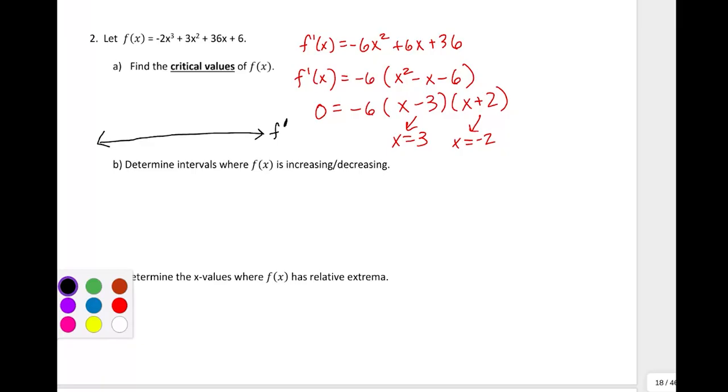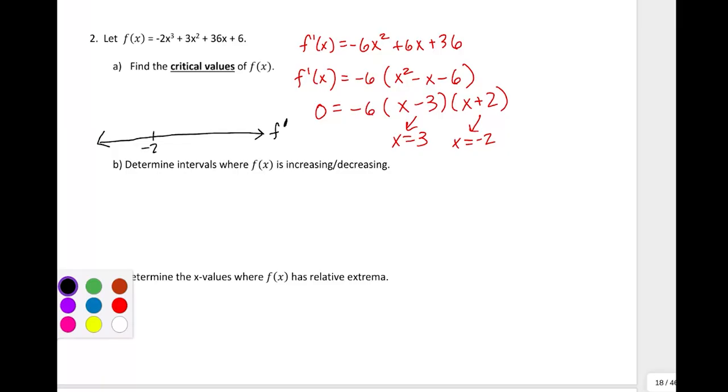kind of get in the habit of labeling your number lines, especially when we get to the second derivative test. We're going to be looking at what the second derivative can tell us as well. So just to keep your work straight, and as you're reading it, making sure you know what you're looking at, you're going to end up eventually having a number line for f prime and one for f double prime. So just get in the habit of labeling those number lines.